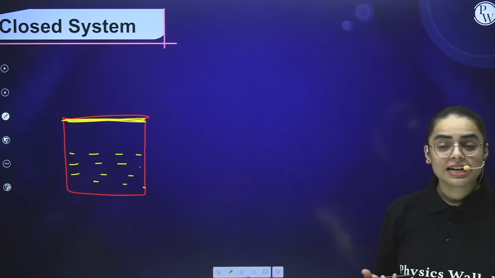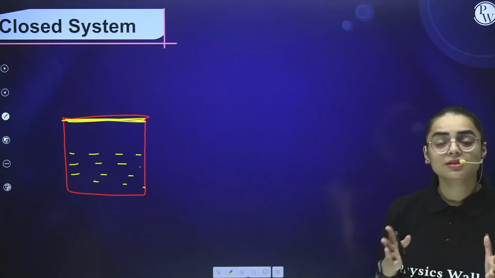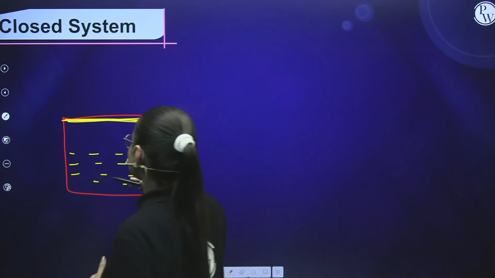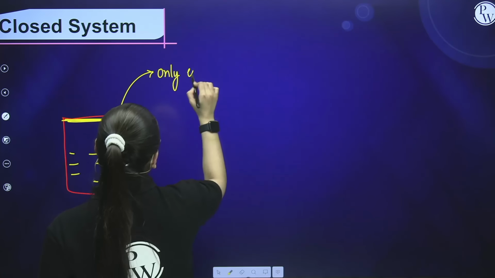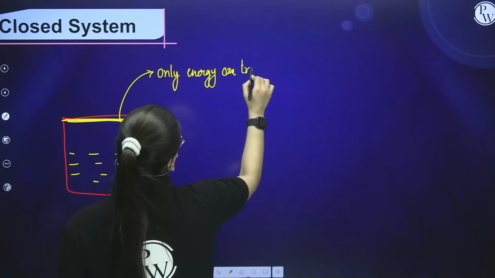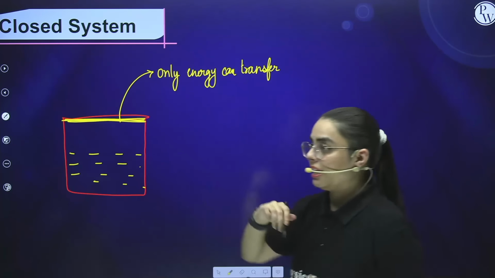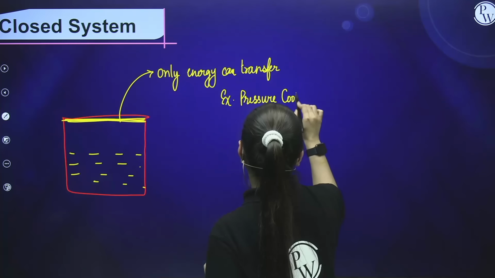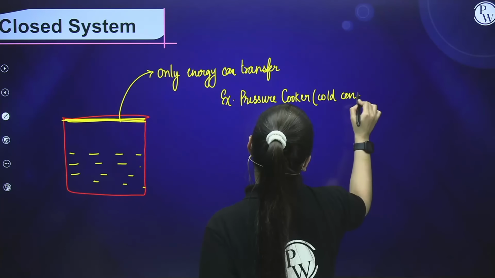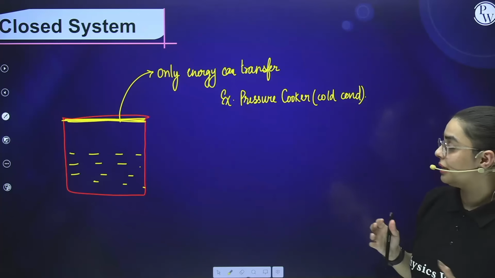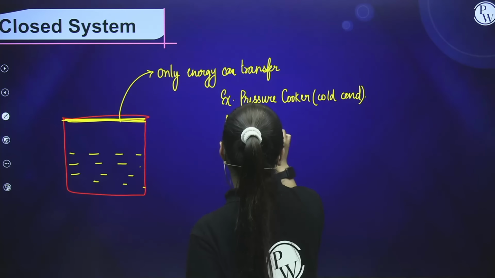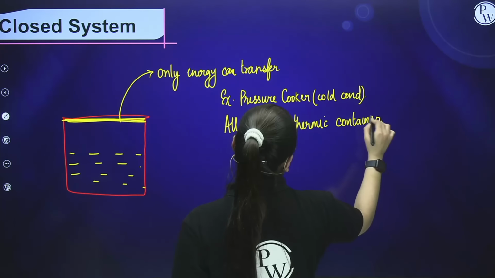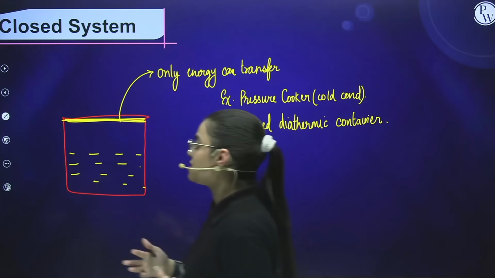For example, if I talk about pressure cooker in the cold conditions, so this would lie under the category of closed system. Other than this, students, I talk about all closed diathermic containers. Now, what are diathermic containers? In which heat transfers occur, right? So if I talk about the closed system, I would say only energy transform occur. Energy can transfer. Now here mass will not transfer. Do remember in your mind. And I've also given you examples. For example, pressure cooker in the cold conditions. Other than this, I've already told you all the closed diathermic container. Is it clear to you? Now the closed system is very easy. If you compare all the systems, it will be easy for you to understand.